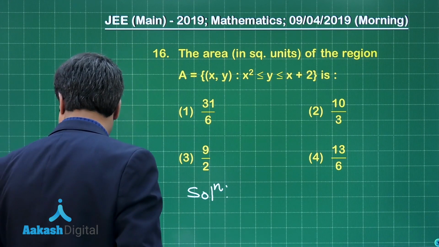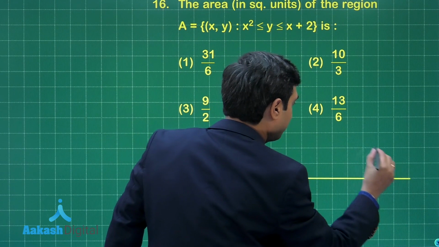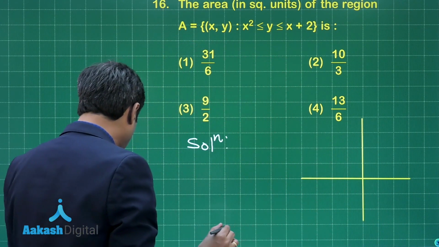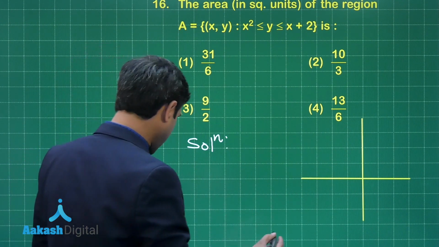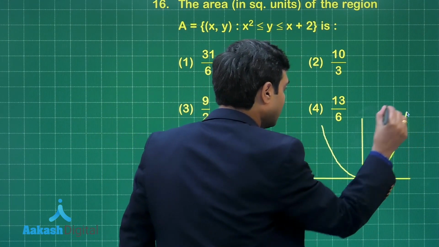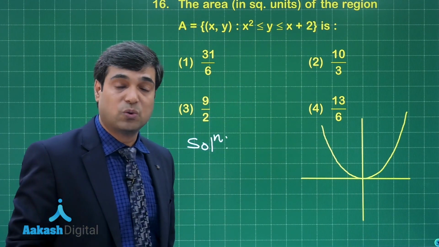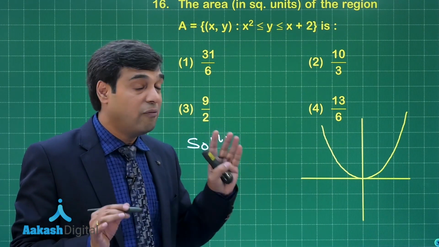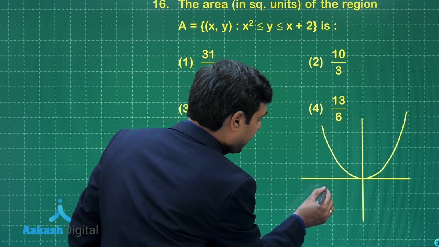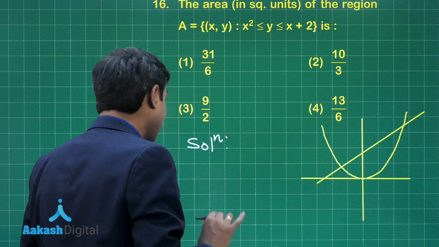Here we can first trace the x-axis, then the y-axis, then we have the parabola, which is simply x² = y, meaning opening upwards like this, right? Then we can draw the line y = x + 2. When you put x = 0, y is 2. When you put y = 0, x is minus 2. So you can draw the line something like this one. Correct?